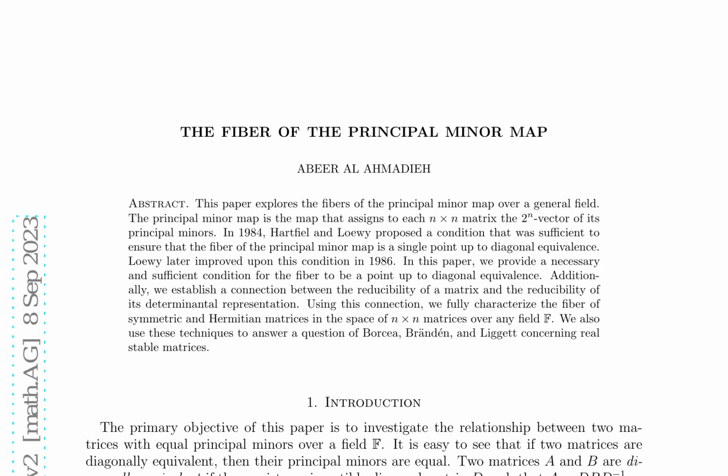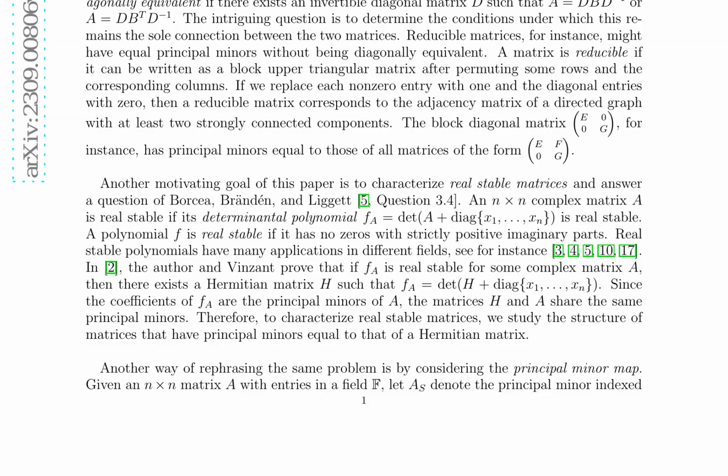A real stable matrix is an n times n complex matrix A whose determinantal polynomial F_A, equal to det(A + diag(x1, ..., xn)), is real stable, meaning it has no zeros with strictly positive imaginary parts. In a previous work, the author and Vincent proved that if F_A is real stable for some complex matrix A, then there exists a Hermitian matrix H such that F_A equals det(H + diag(x1, ..., xn)).